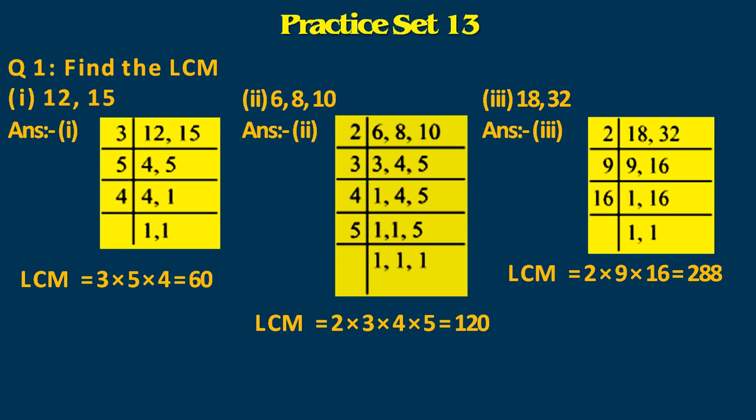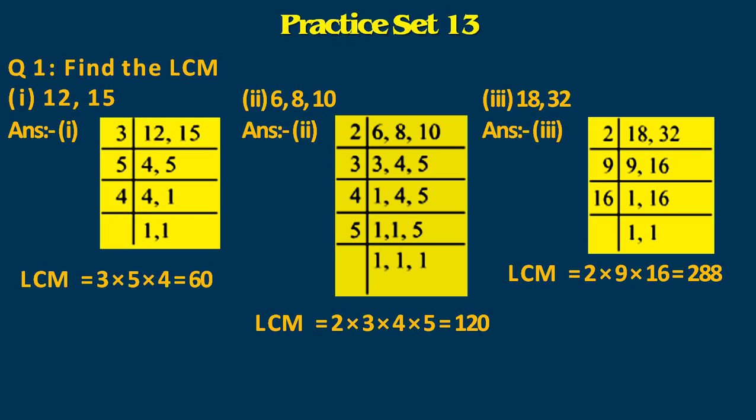4 and 5 do not have anything in common. So 5 1s are 5. You will keep 4 down as it is. Again for 4, 4 1s are 4. Now at the end you get 1 as the quotient. Why will we use this method? Because sometimes children get confused about which numbers to take.